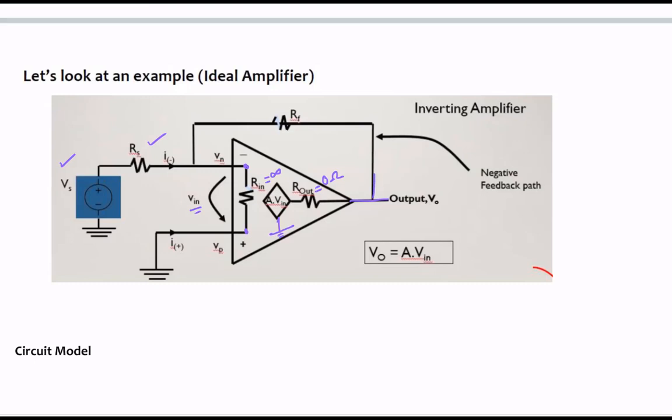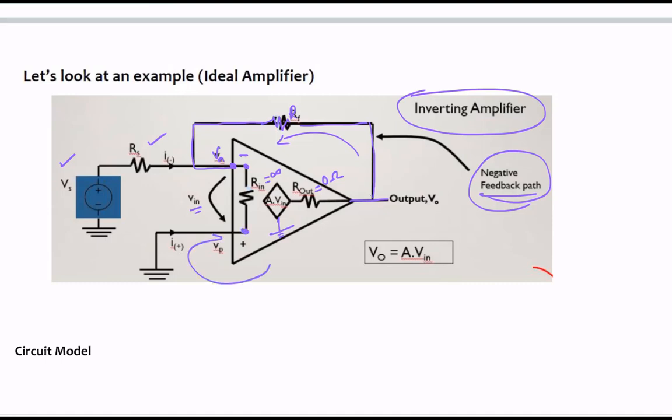Remember here, a portion of the output signal is fed back into the negative terminal, which is Vn, the negative terminal of the op-amp. This resistor is referred to as RF, the feedback resistor. This route right here is referred to as negative feedback, and because this feedback is connected to the negative terminal, it's referred to as an inverting amplifier. If the feedback is connected to the positive terminal over here, then it will be a non-inverting amplifier. So remember that.